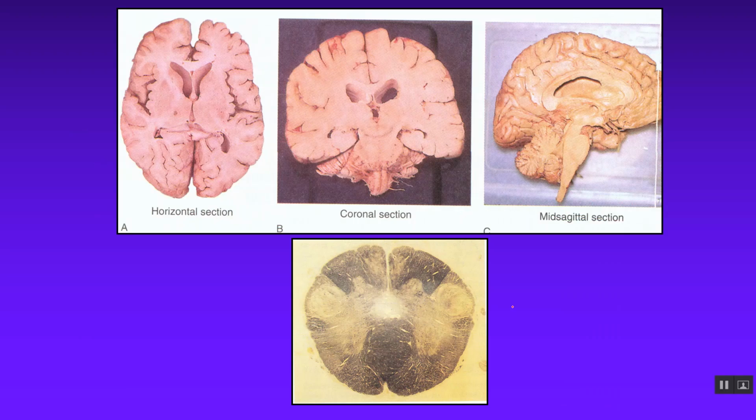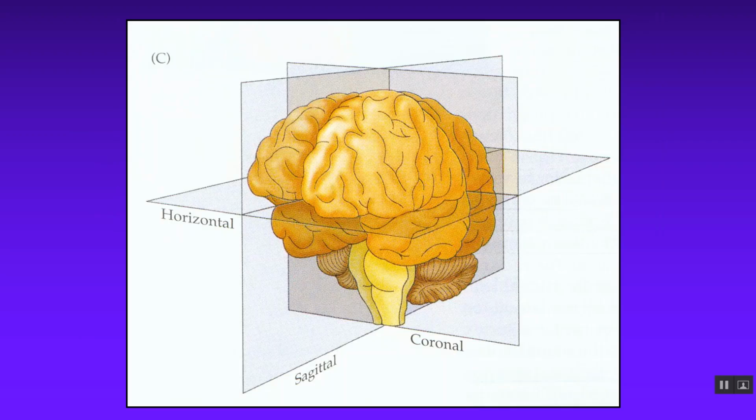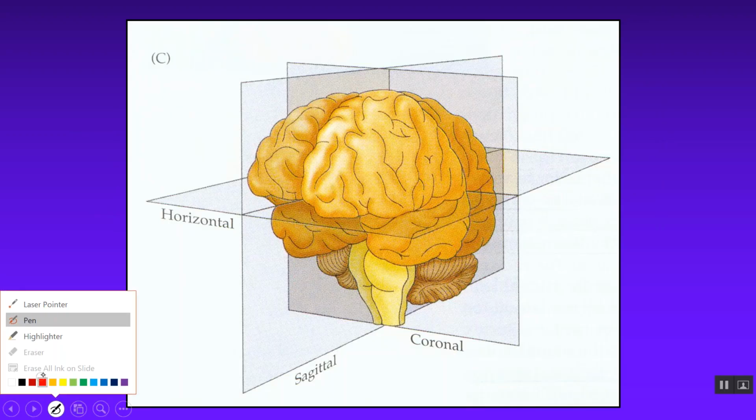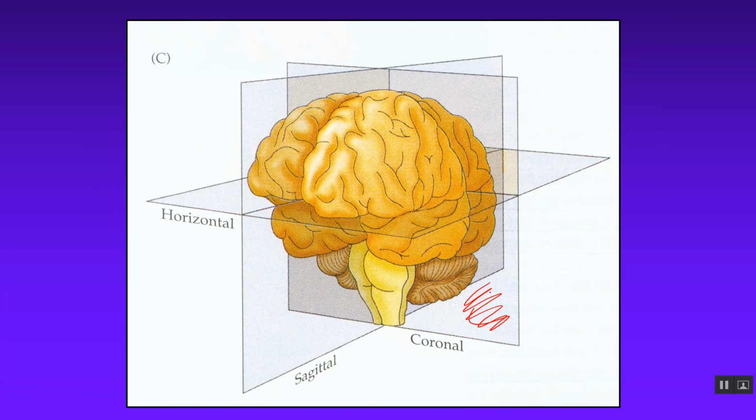Coronal, this thing acts up on me sometimes here. Let's see if this works. So coronal is this plane I'm sketching on right there. That's the frontal plane, the coronal plane. And then we have our horizontal, it would be this one here. And then we have our sagittal, which is right here.